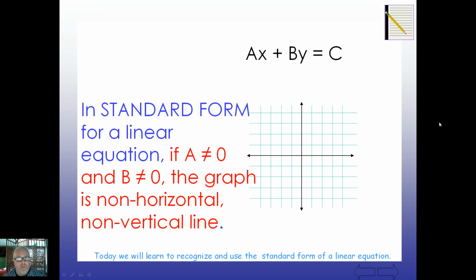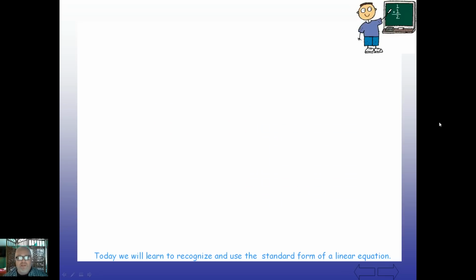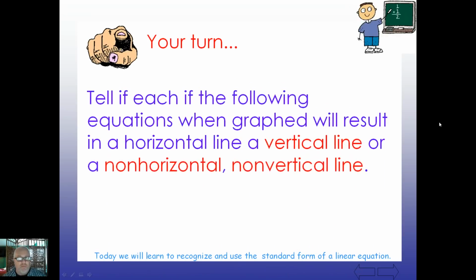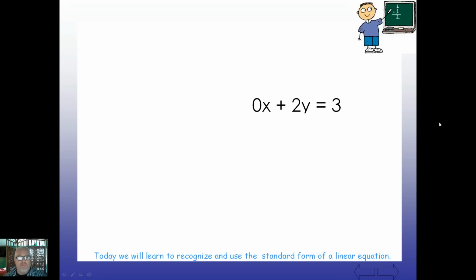Okay. All right. So with that information, let's take a look. There's an example of a normal line for you right there. Let's take a look at a couple of things for you to exercise on your own. Tell if each of the following equations, when graphed, will result in a horizontal line, a vertical line, or a normal regular line.